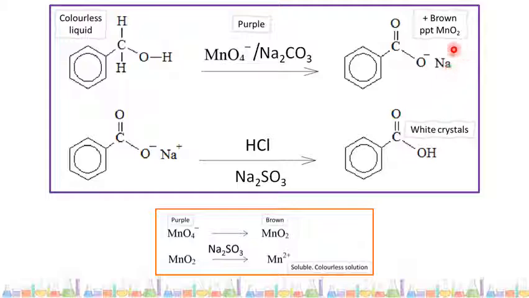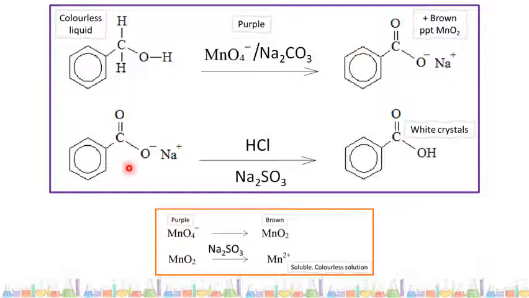However, we don't get the carboxylic acid forming straight away. We get the carboxylate salt. We saw this as well when we were making soap. We also have a color change from purple to brown because while this oxidation is happening, the manganese ion is being reduced to form MnO2, and that's the brown precipitate that is formed.